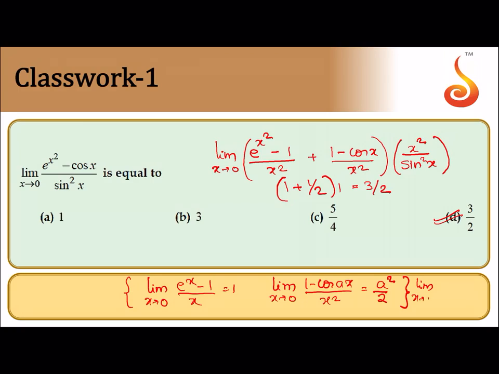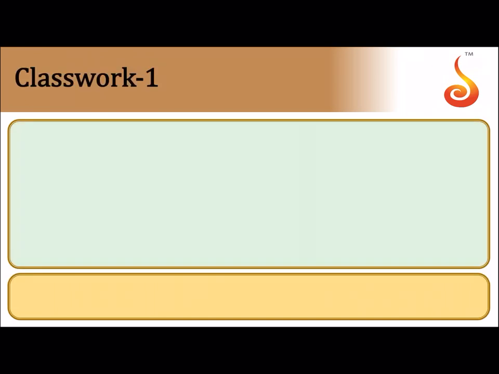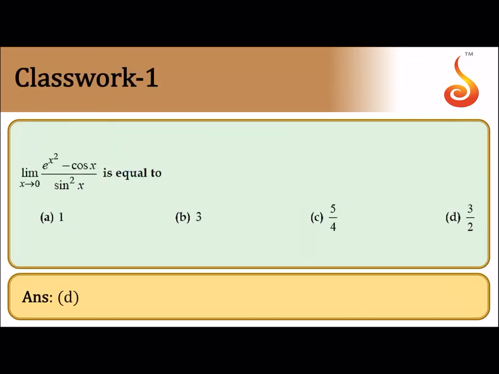Obviously, limit as x tends to 0, e to the power x minus 1 by x is equal to 1. Using these two formulas, obviously limit as x tends to 0, sin x by x is equal to 1.